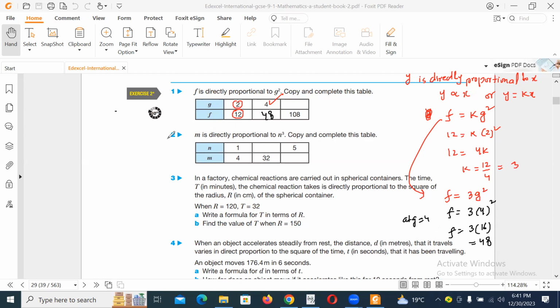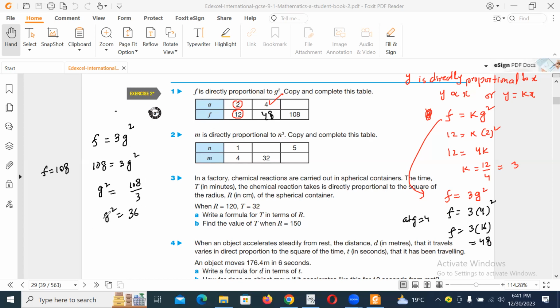And when f is given, how to find out g? Again, that equation will help us. F in terms of g, which is f is equal to 3g squared. Now f is given, okay? F is equal to 108. So if we replace 108 here, we can easily figure out the value of g squared. So g squared is equal to 108 divided by 3, which gives me 36.